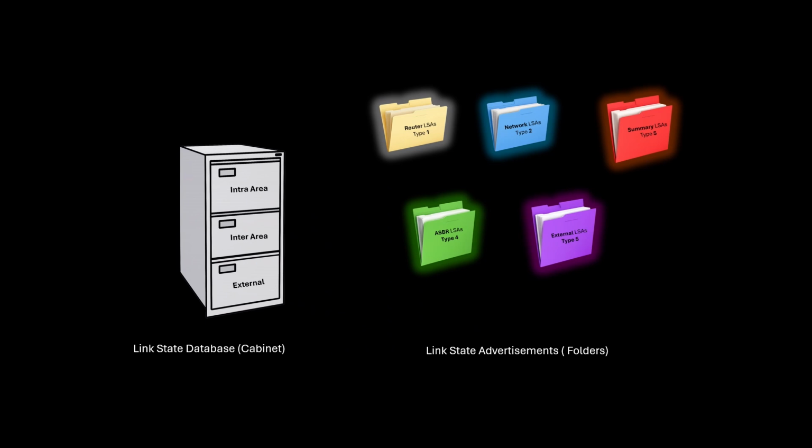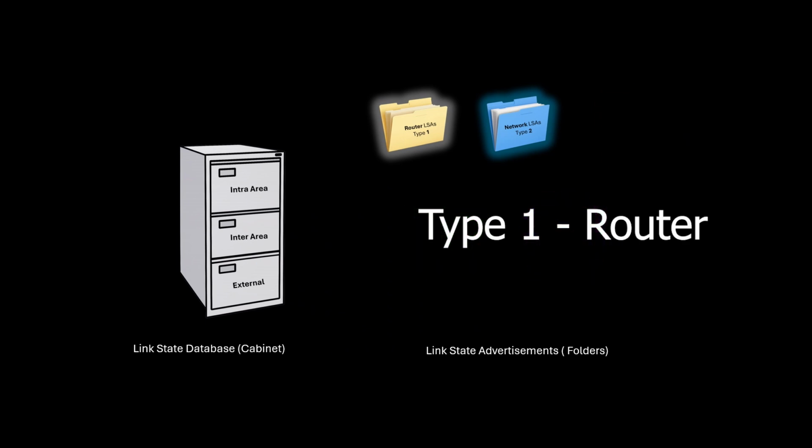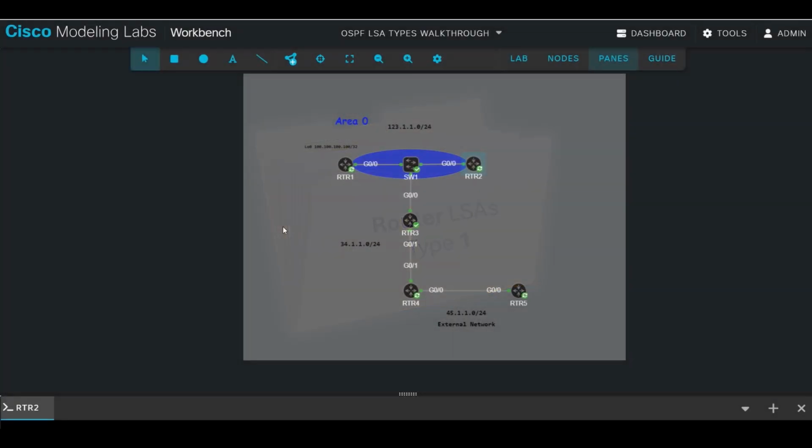There are several types of LSAs, but today's video will focus on two: the Type 1, known as a router LSA, and the Type 2, known as the network LSA. Here is the initial topology. We will start by accessing router 1.